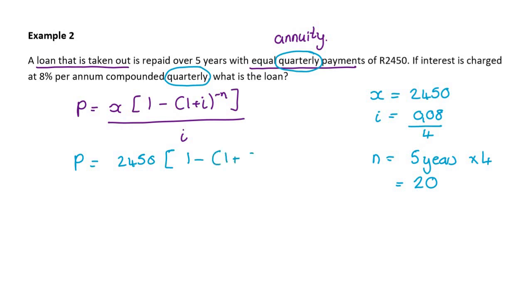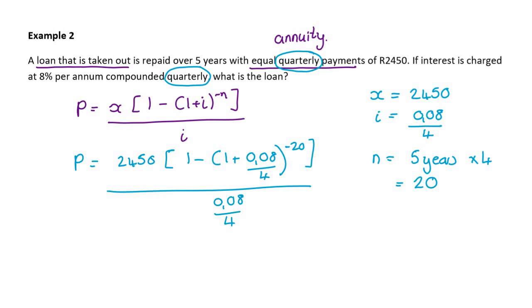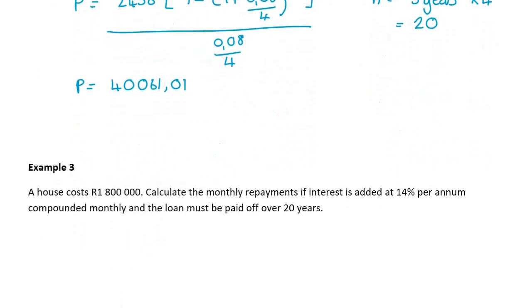So 1 plus 8%, compounded quarterly, 20 payments, all over my interest rate. So let's plug in our calculator. Now I really should check this, but I get 40,061 Rand and 1 cent. Right, so that was easy. Let's look at the next one.